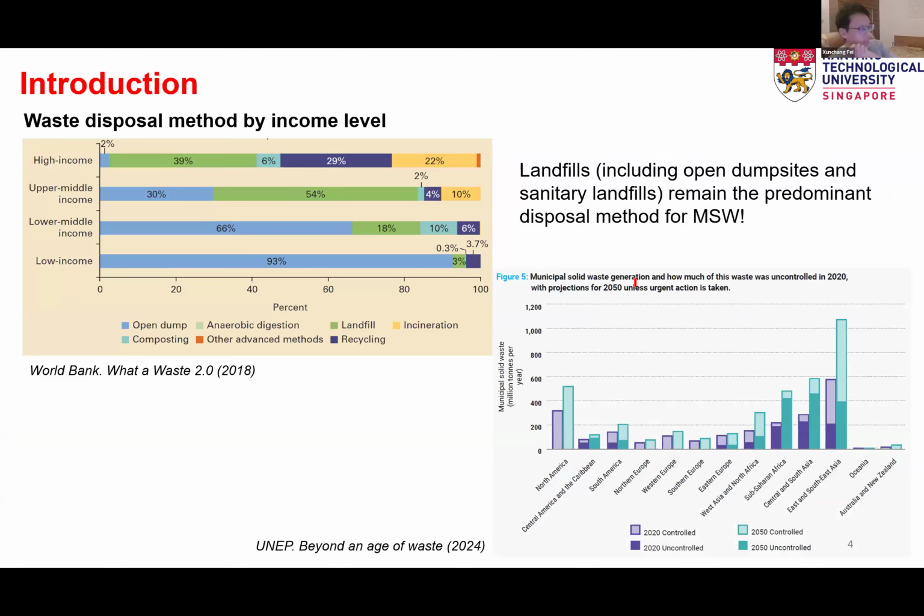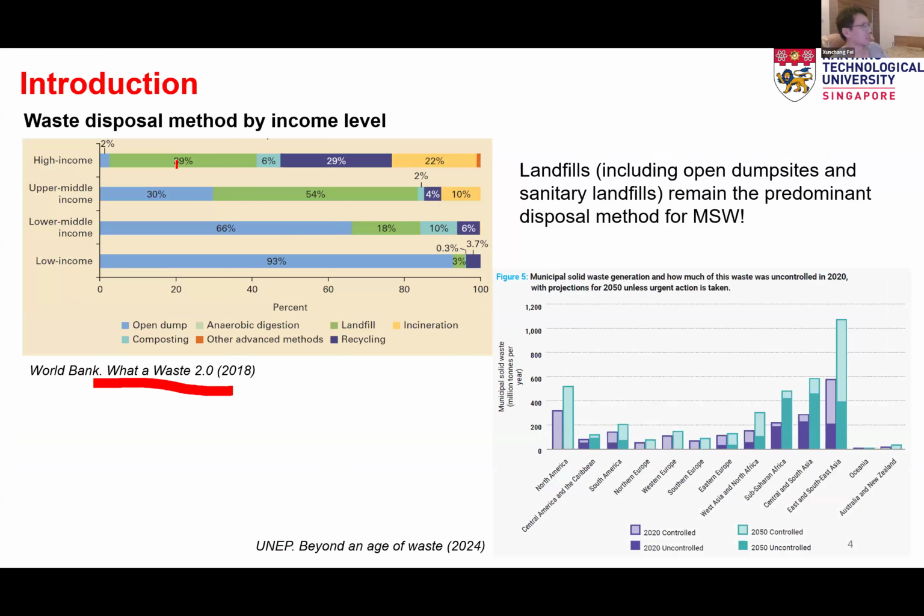Then briefly, let's talk about how different countries worldwide are dealing with this solid waste problem. Again, I'm showing figures from two very famous reports. One is the World Bank report, What a Waste, which I believe all of us know. The other one is the latest from UNEP.